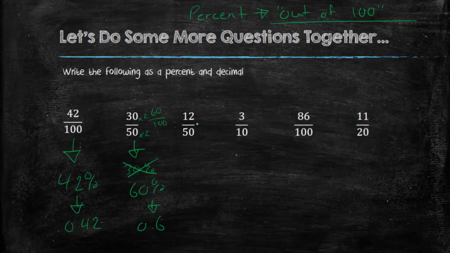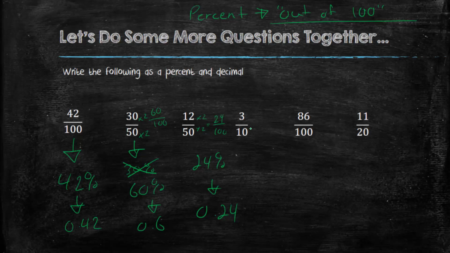Again here, this is not out of 100, this is out of 50. So we need to find an equivalent fraction to make it out of 100. So we would multiply both by 2. Why by 2? Because 50 times 2 is 100. So this becomes 100. 12 times 2 is 24. So 24% and 0.24.